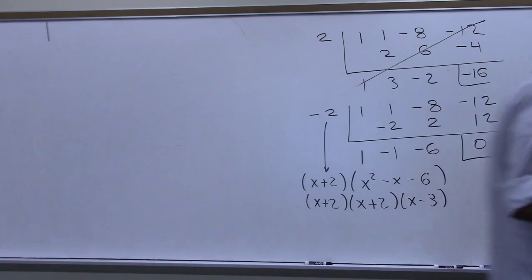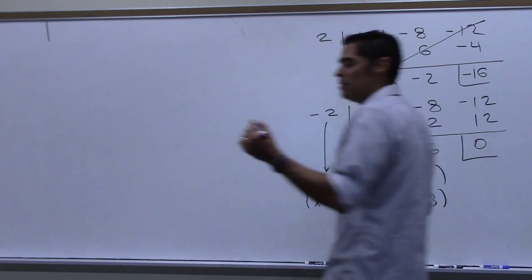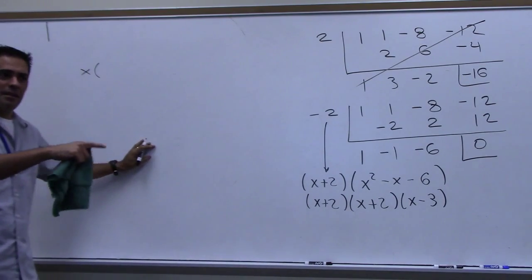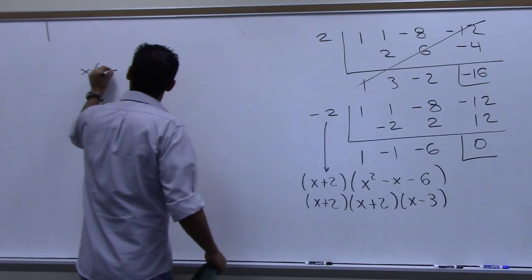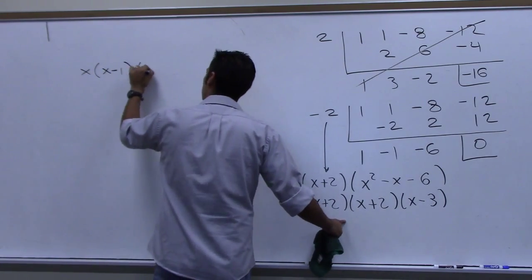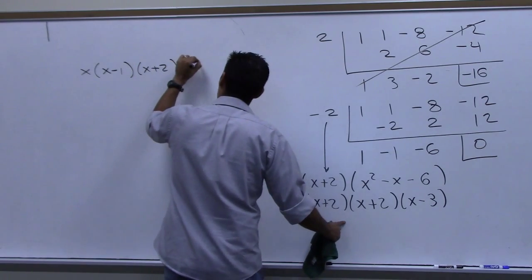So let's see, can we put this all together? The first thing we pulled out was an x, right? And then since I've already erased it, didn't we have an x minus 1 factor? And then what was left, it's going to be this, right? Which was x plus 2 times x plus 2 times x minus 3.